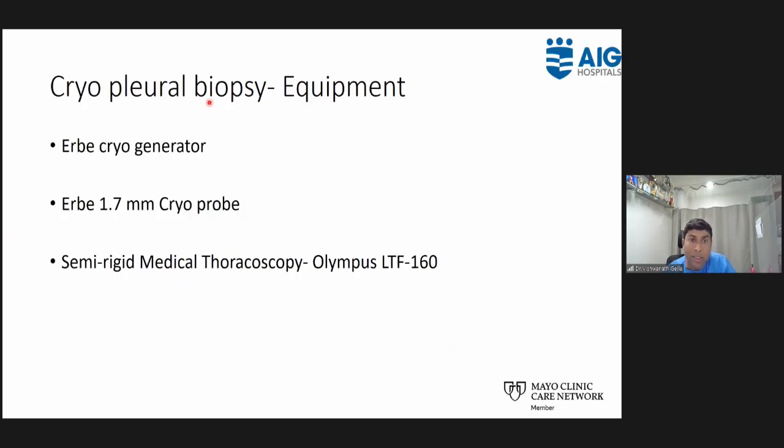So having said this, what is the equipment which we need to do a cryopleural biopsy? We require an RB cryo2 generator and a 1.7 mm cryoprobe. Till 2 years ago, we were getting a 2.4 mm cryoprobe. However, the 2.4 mm cryoprobe has been withdrawn from the market currently, and what we have available is the 1.7 mm cryoprobe. Most studies done previously have used a 2.4 mm cryoprobe.